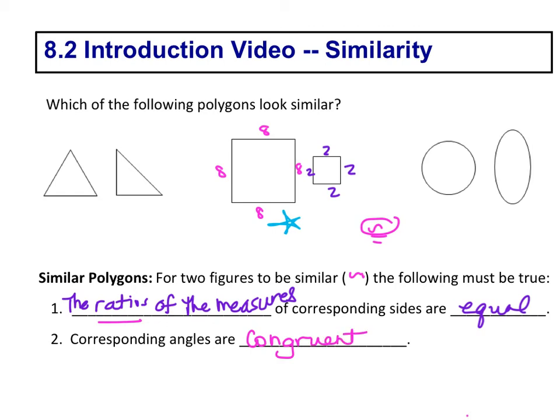All right, corresponding angles are congruent. So you're going to have the same angle measure. If you notice up here in our example, we had right angles in both figures, or what appeared to be right angles. I guess we don't know positively, we can't assume that.